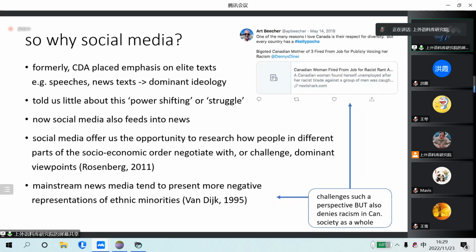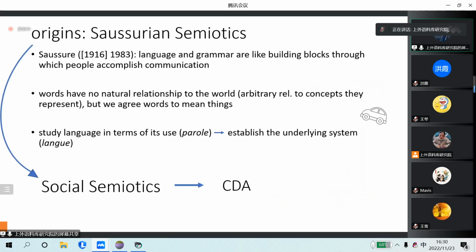So these tweets as well could be examples of different perspectives. This one particularly, as you can see, challenges this negative representation of ethnic minorities. It's saying, yeah, we're diverse, we love diversity. But at the same time, it is denying that there is a problem in Canada as a whole. So it's also maybe not super helpful.